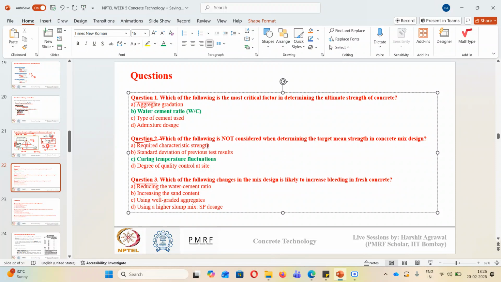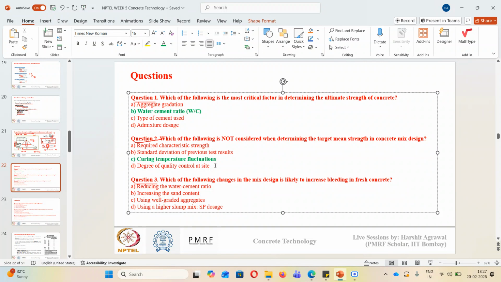Required strength, so we have seen required characteristic strength and standard deviation, they both combine to define the target mean strength, and degree of quality control at site is also very important. So if quality control is low, standard deviation will be high. So target mean strength will be more than what is required.